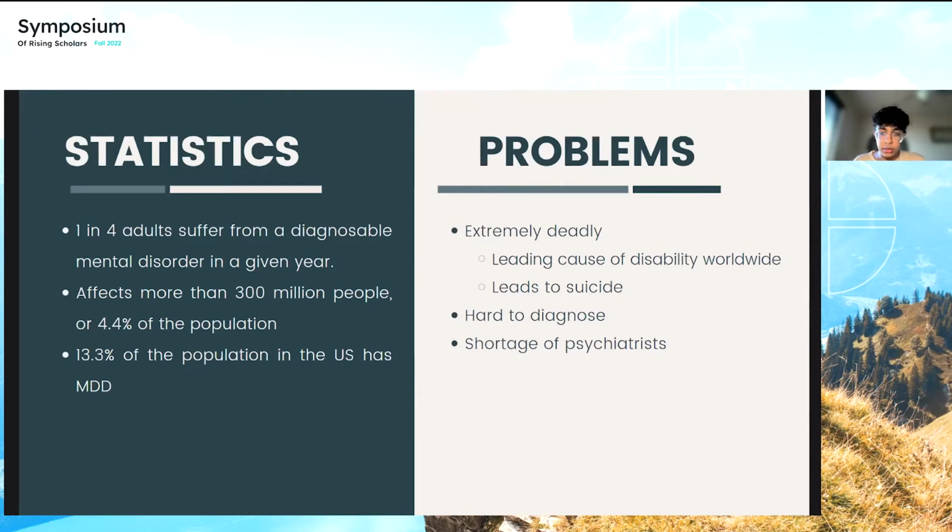First, it is extremely deadly, like I already said, the leading cause of disability worldwide. However, it also frequently leads to suicide. Additionally, it is incredibly hard to diagnose without a professional, of which there is a shortage, in fact. In fact, 111 million Americans live in a mental health professional shortage area. This means that people can't get the therapy they need and they can't get the antidepressants they need.